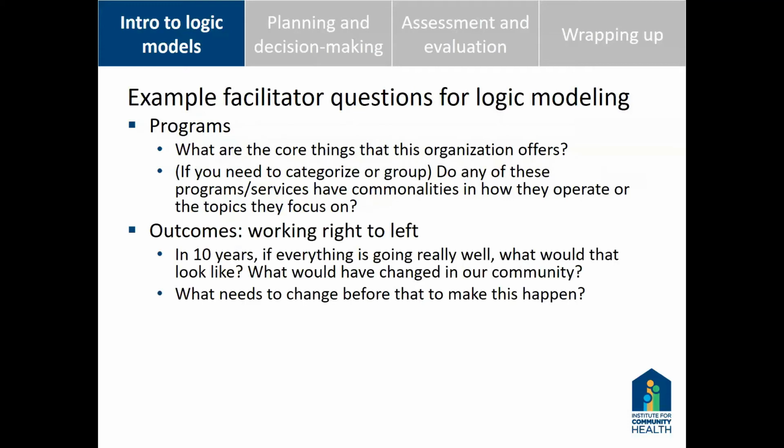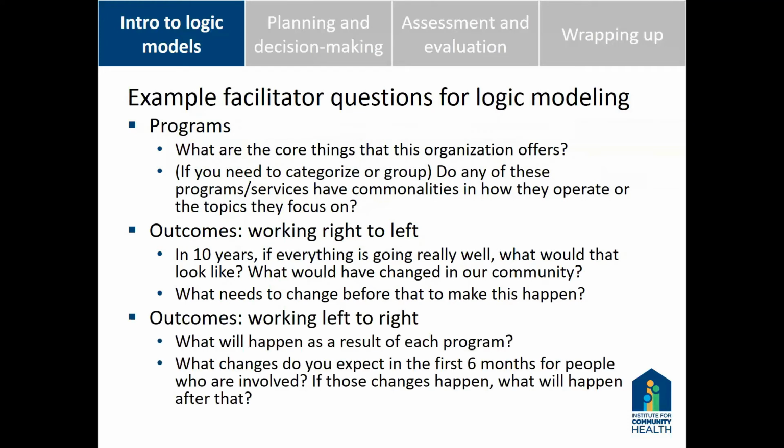For outcomes, if you want to work right to left in the logic model, so from impact to activities, in 10 years, if everything is going well, what would that look like? What would have changed in our community? And what needs to change before that to make that change happen? And then if you want to work from left to right, so you start with the program first, you would ask them what will happen as a result of each program and what changes do you expect in the first 6 months for people who are involved? And if those changes happen, what will happen after that?